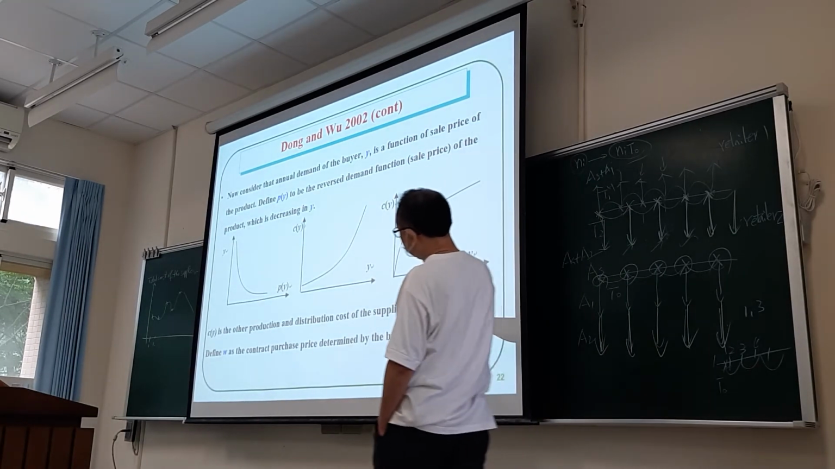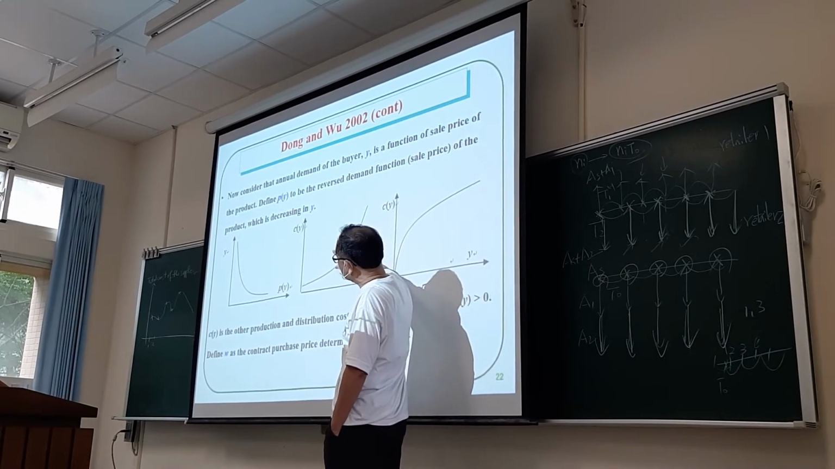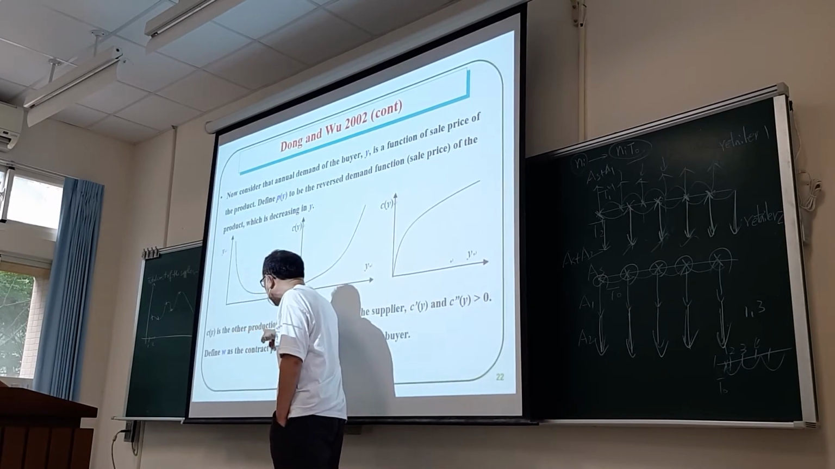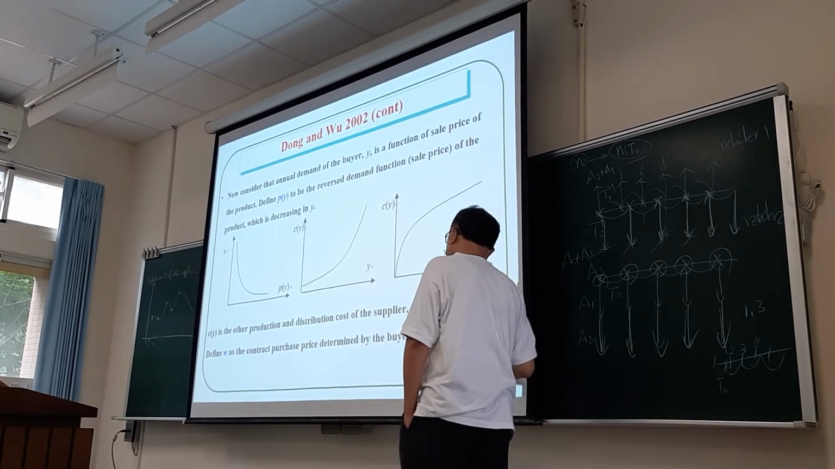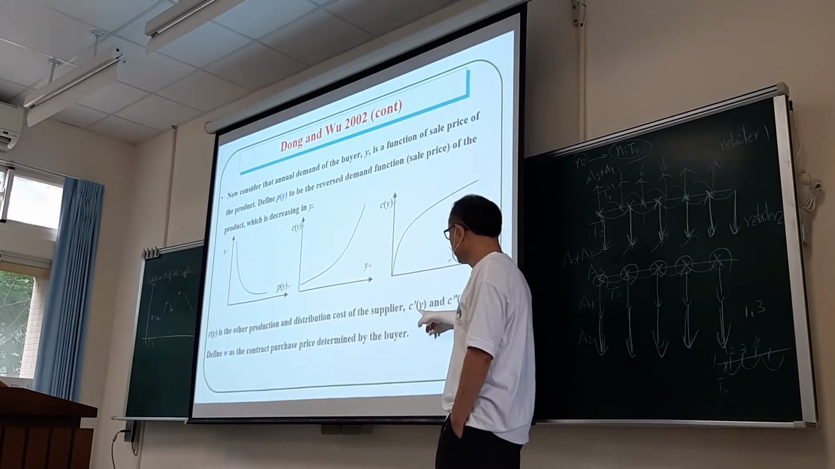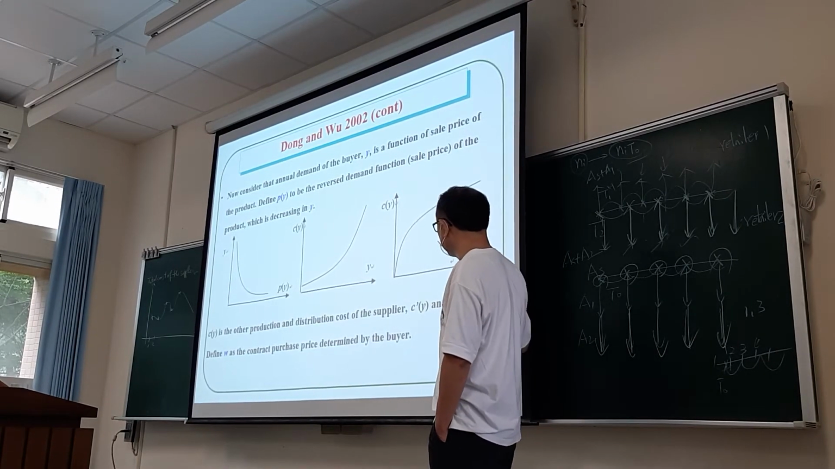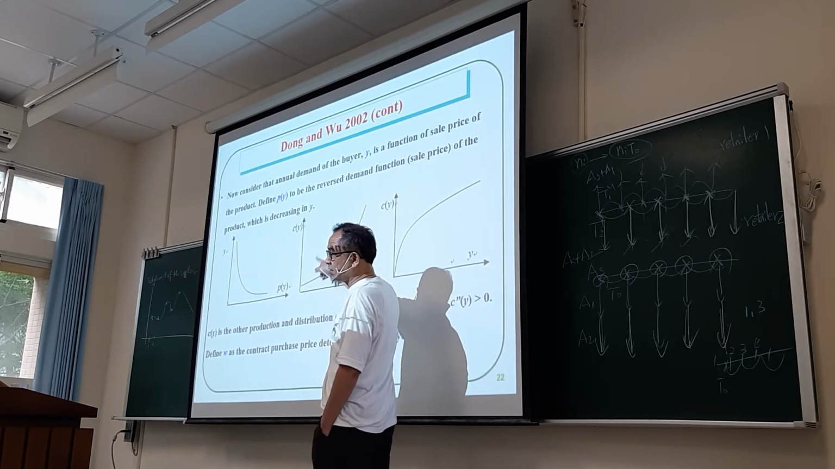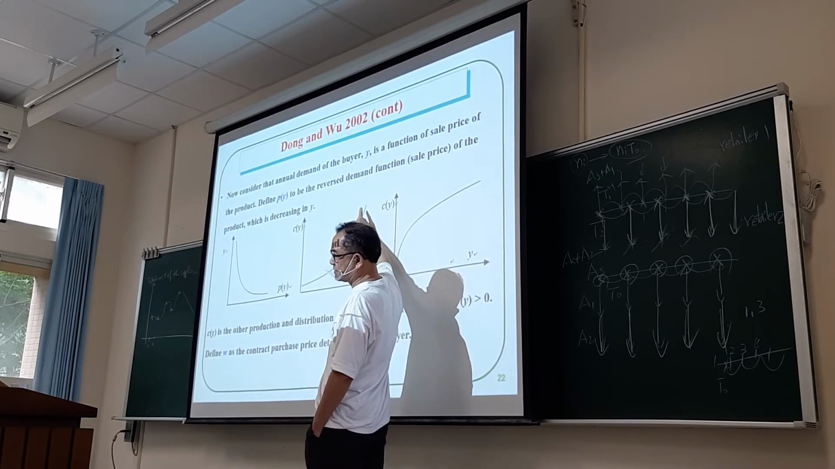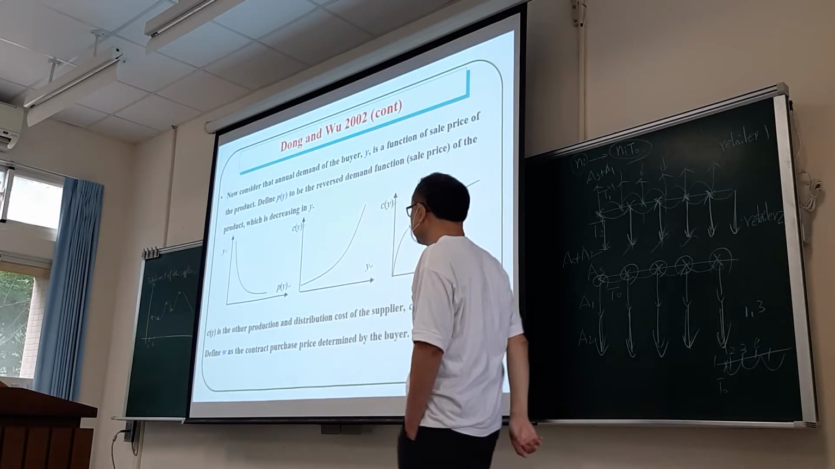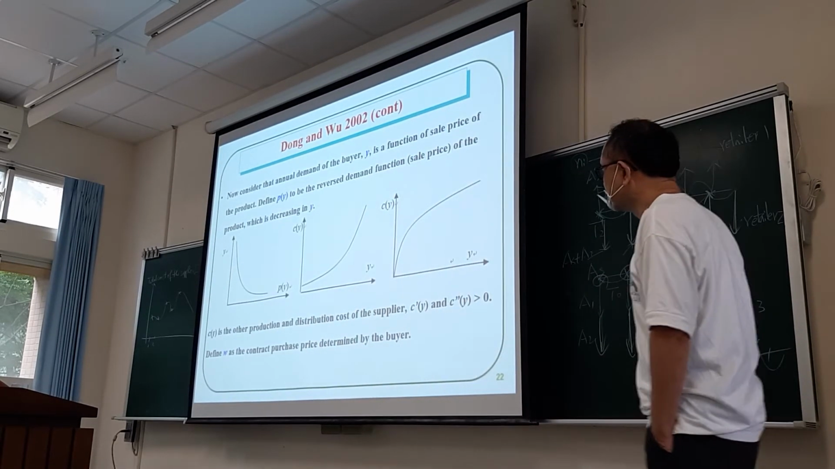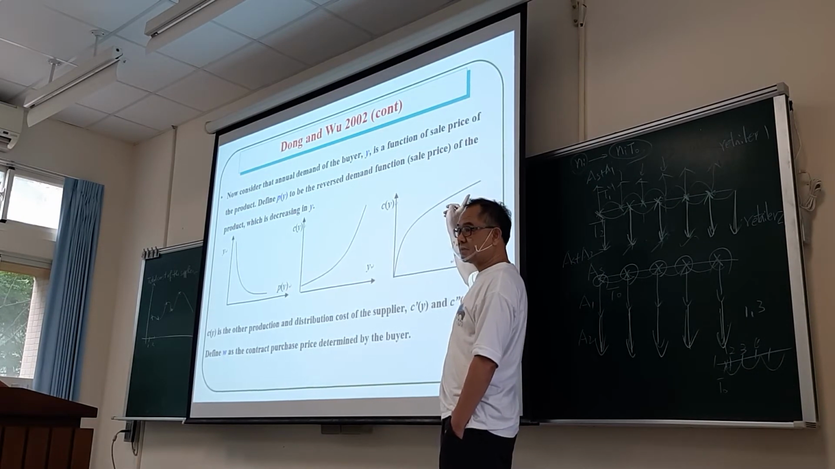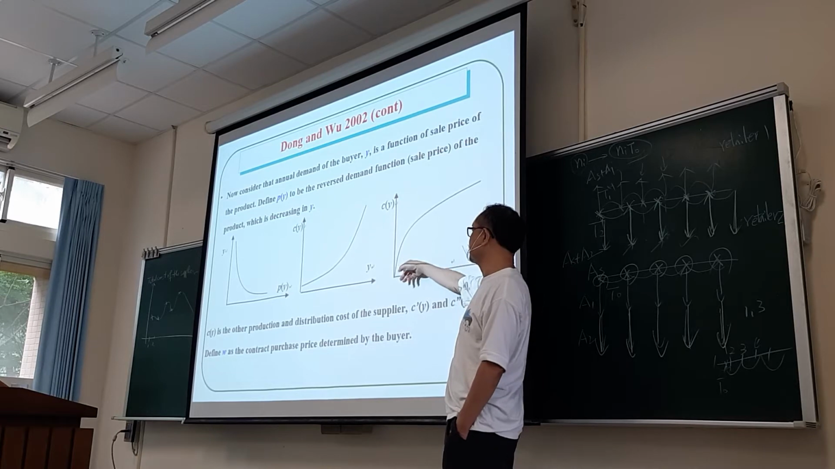And CY actually in this format. Okay. CY is the other production and distribution cost of the supply. So the first and second derivative is larger than 0. So this is an increasing convex function. But how about this one? Some manufacturing cost function is in this format.